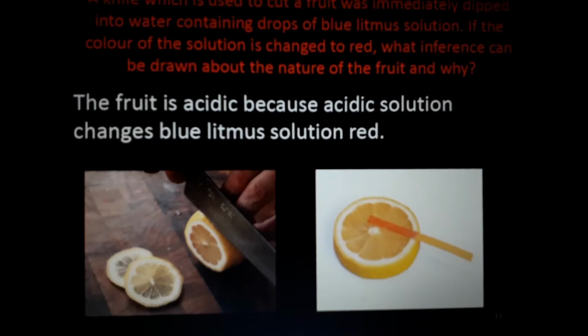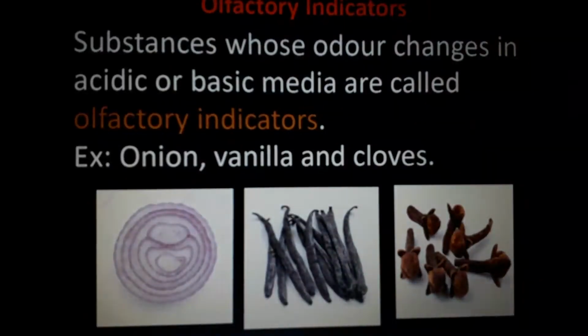Next one is what? Anyway, the lime, same thing. It will change the color of the litmus paper into red because lemon contains a particular type of acid called citric acid in it. Okay, citric acid. Next one is what?